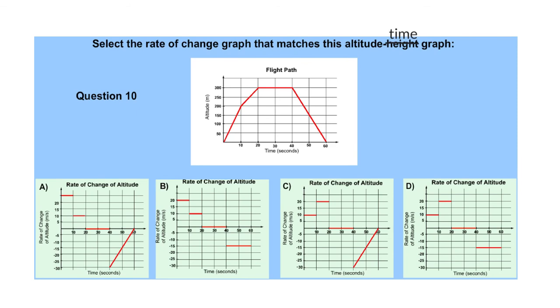Same question, different graph. So I'll let you pause the video and see if you can figure this one out. It's B. A large positive rate of change, then a smaller positive rate of change because it's less steep, then a zero rate of change, and then a constant negative rate of change.